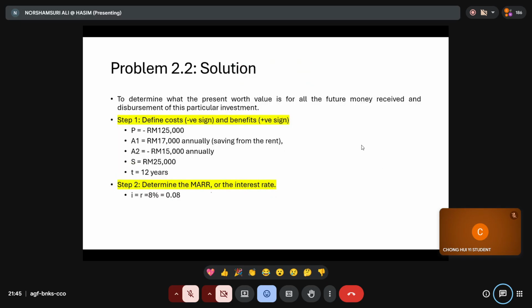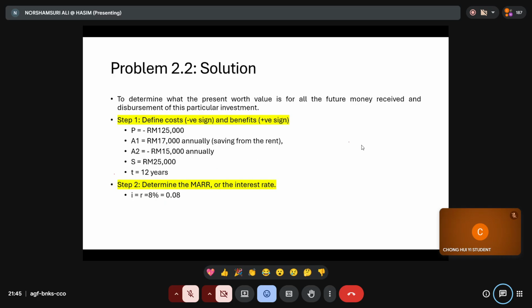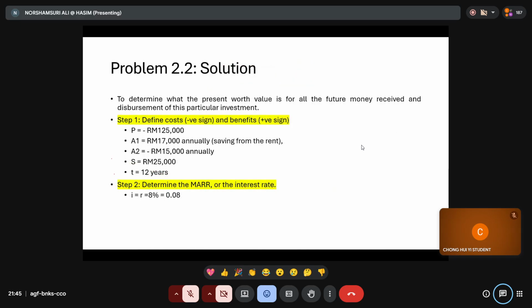For example, in my question here, I put this one in present value, but I can also change it into future value. It actually depends on the question. If they ask for future worth, you can put that. If they ask for annual worth, you can calculate the annual worth. For example, this one is an annuity, so I calculate this one in annual worth.